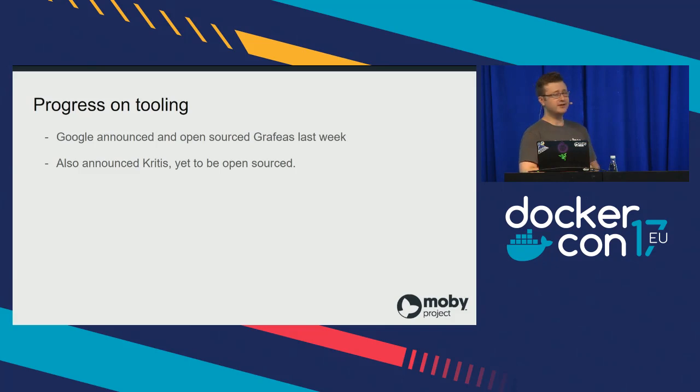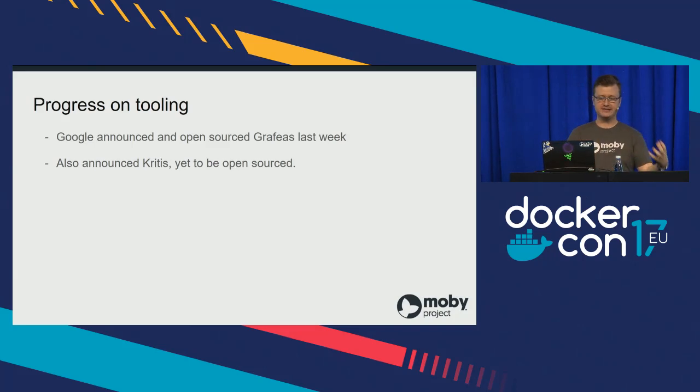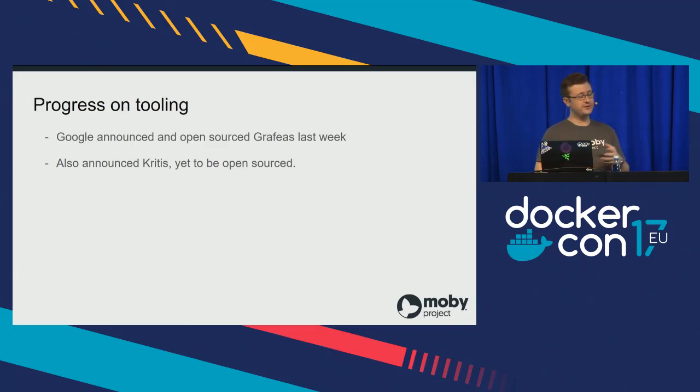Exciting announcements on tooling. Google last week announced a tool and open sourced it called Grafeus. I'm told it's a Greek word. If there are any Greek people in the room, I apologize if I'm butchering your language. Grafeus is a tool for describing metadata about software in general, but we're looking at using it specifically for container images. They also announced a tool called Critis that hasn't been open sourced yet.